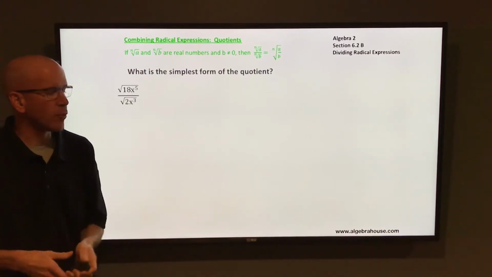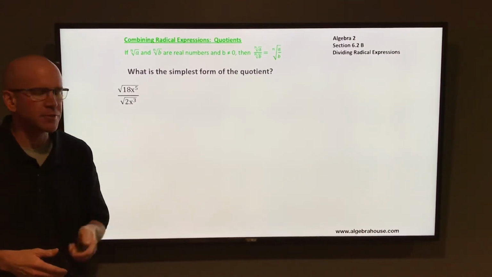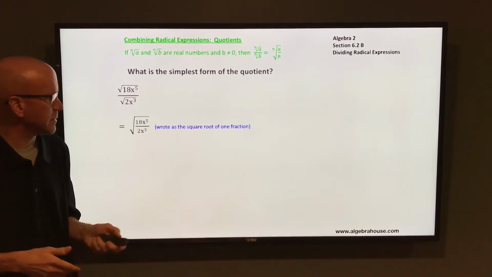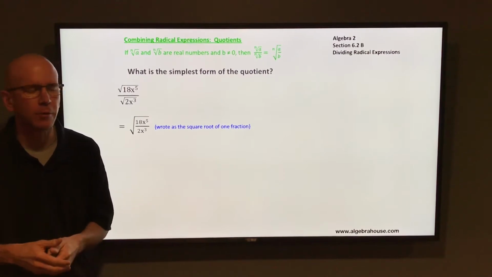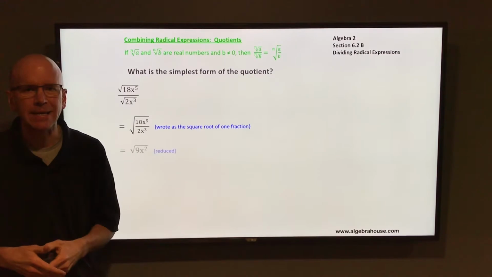What is the simplest form of this quotient? So if you have the square root of 18x to the fifth divided by the square root of 2x to the third, you can write those as one single fraction under the same radical sign. It'd be the square root of 18x to the fifth over 2x to the third. Then just simplify that fraction, 18 over 2, that reduces to 9.